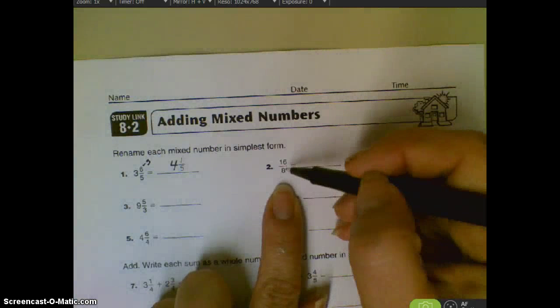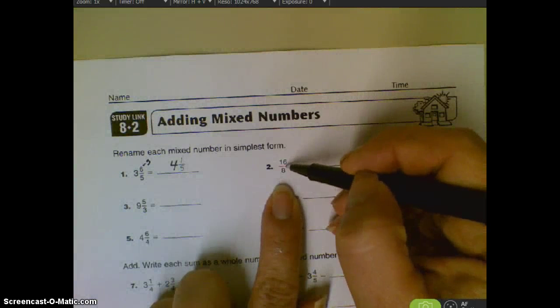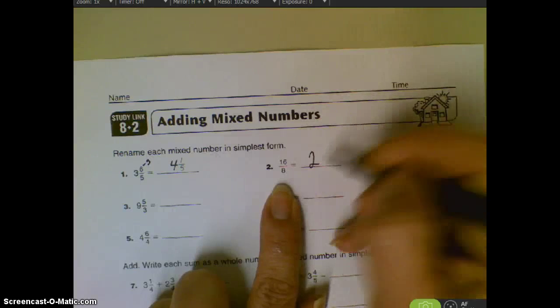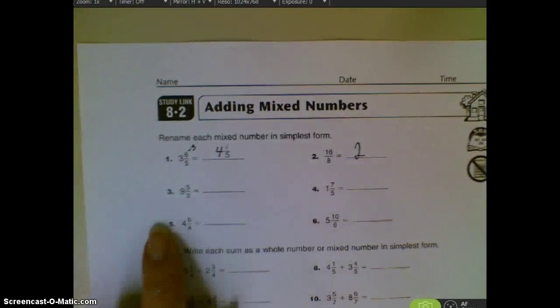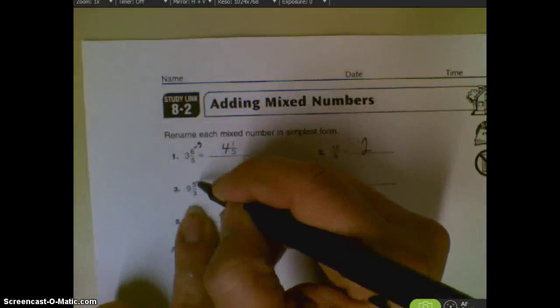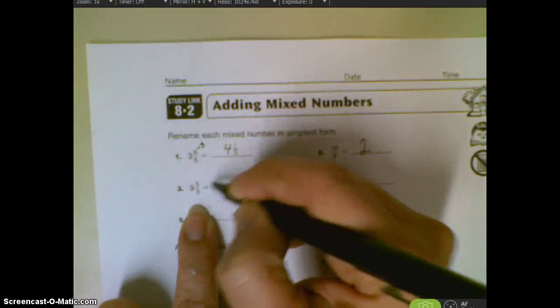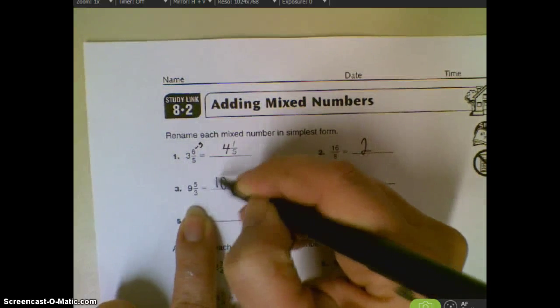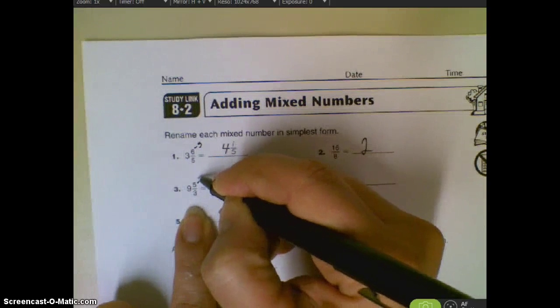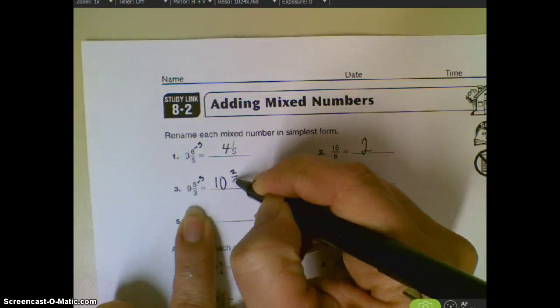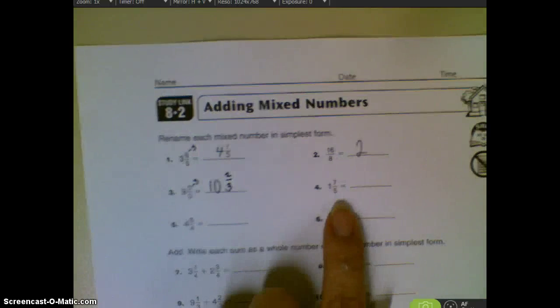This one, we can say 16 divided by 8, or we could say how many 8s can we take out of that 16, and we know that it would be 2. 9 and 5/3, if we take 3 out of 3 out, because our denominator is 3, so 3 out of 3 makes 1 whole, then our 9 becomes a 10, and after we take 3 out, we've got 2 left over, so 10 and 2/3 for that one.